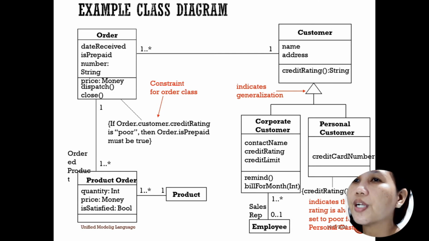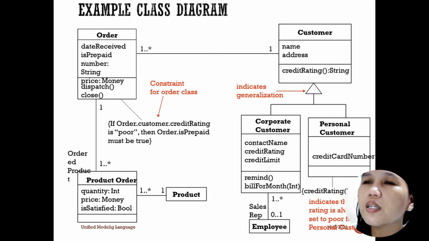We have another example of a class diagram where we can see the constraint and generalization. Personal indicates the credit rating below is always set to poor for a personal customer. The constraint on the Order class: if order.customer.creditRating is poor, then order.isPrepaid must be true. The arrow above that covers the customer information indicates the generalization itself.